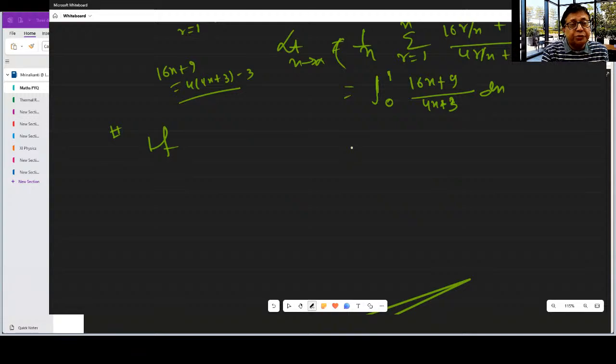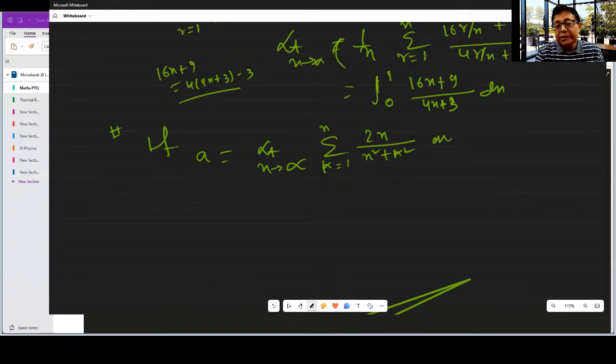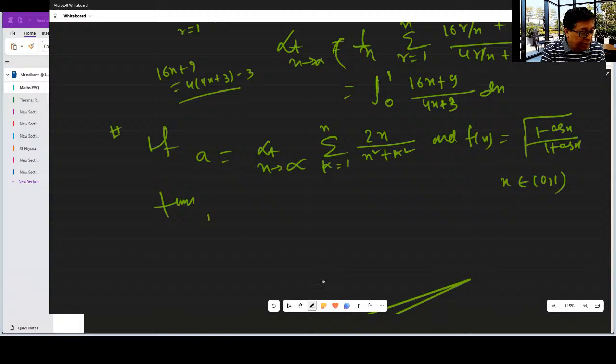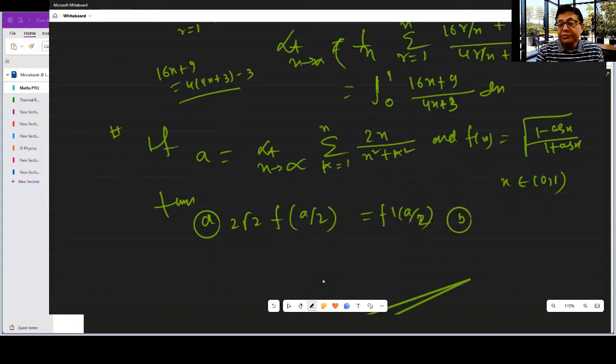JEE Main 2022. If A equal to limit n tending to infinity sigma k equal to 1 to n and f(x) equal to 1 plus cos x, then 2 root 2 f(a by 2) equal to f dash a by 2. f a by 2, f dash a by 2.